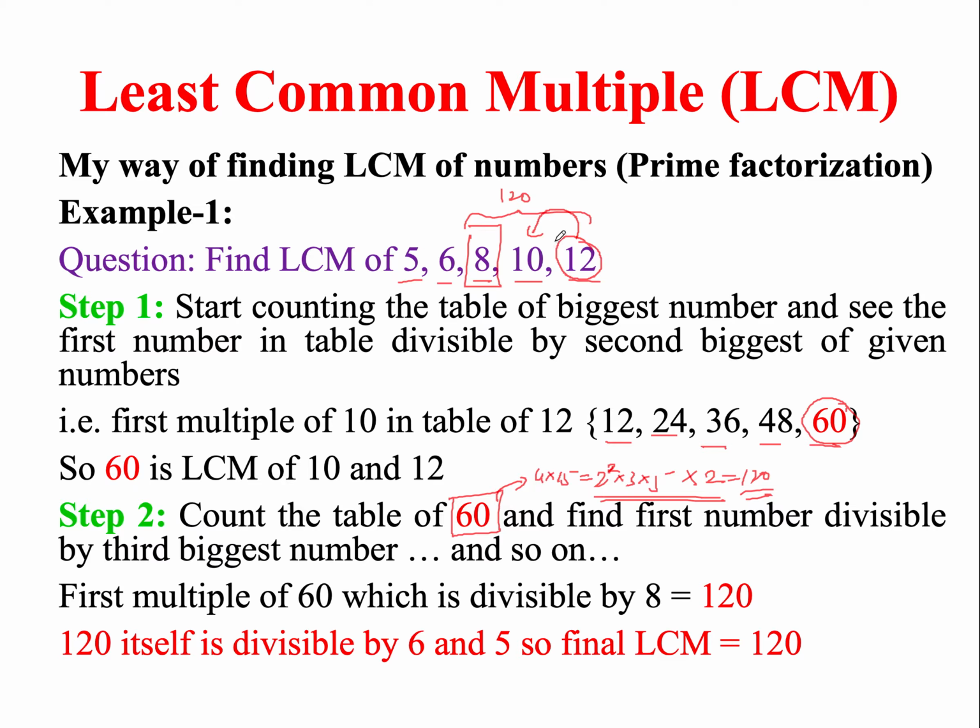We once again think of the next multiple of 120 that is also divisible by 6. So we see 120 is already divisible by 6, and likewise 120 is already divisible by 5. Therefore 120 becomes the LCM of all these 5 numbers.